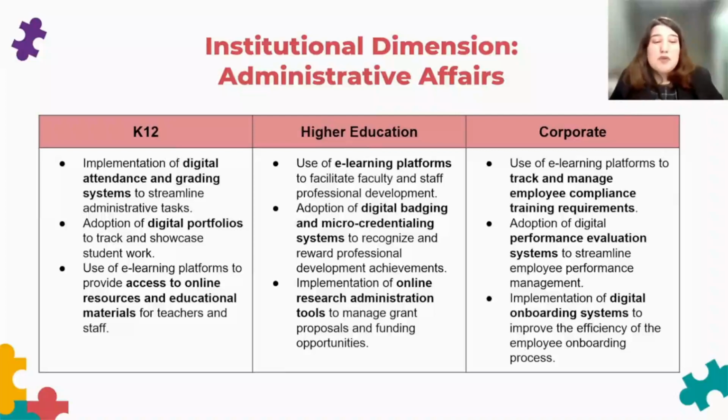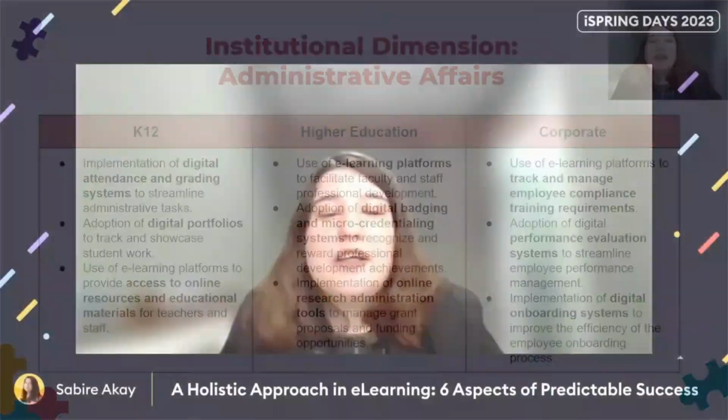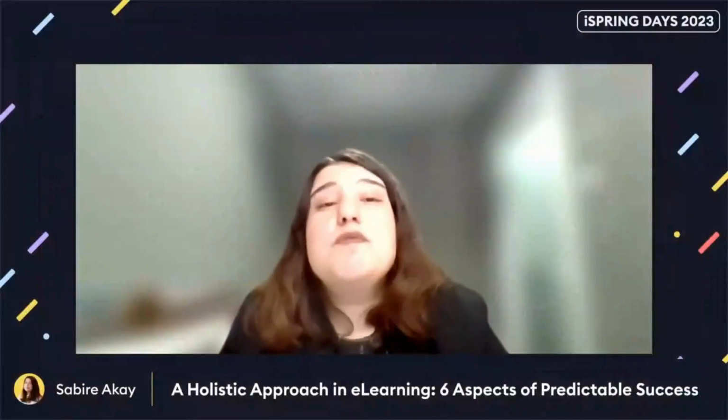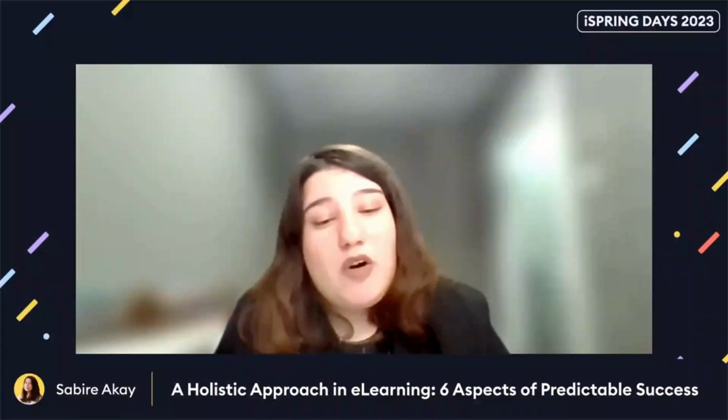This can be done for students, for teachers, and other staff at our K-12 schools. On the other hand, let's focus on the higher education part. For the higher education part, we can provide some professional development for our faculty and staff. We can use different e-learning platforms. We can use digital badging and micro-credentialing systems, again, for rewarding and recognizing the achievements of the people in our stakeholders.